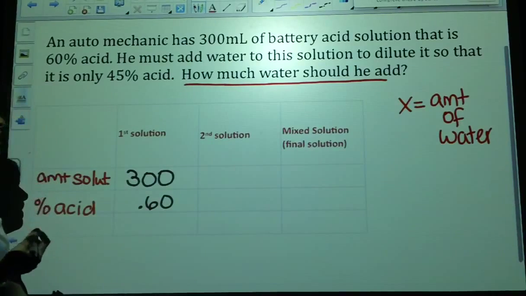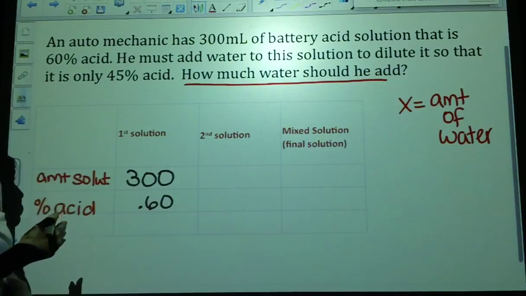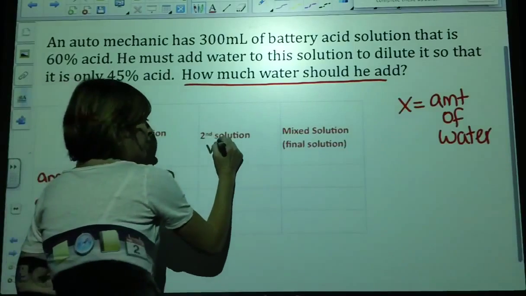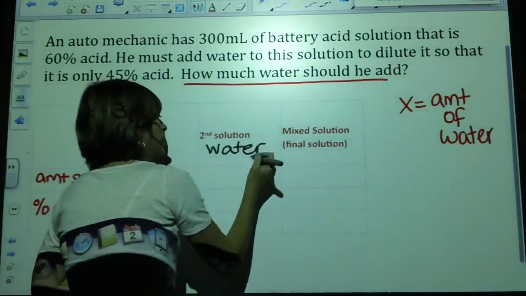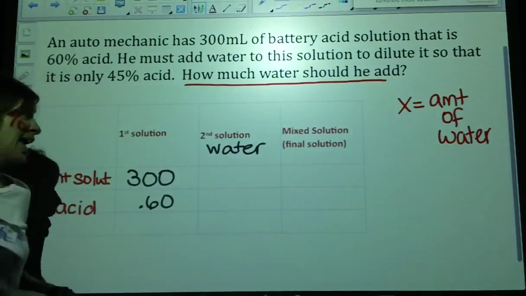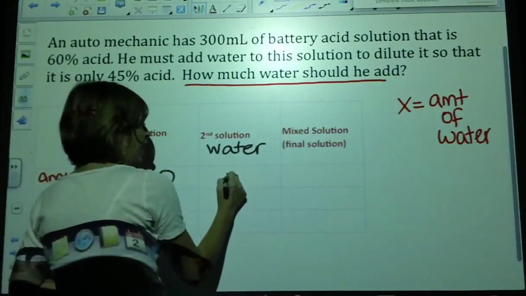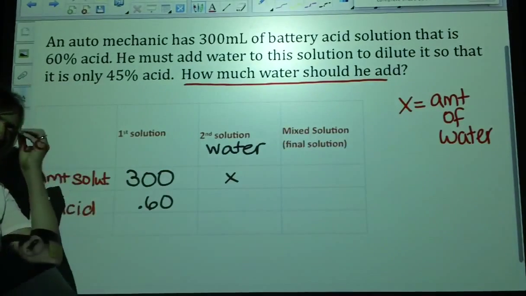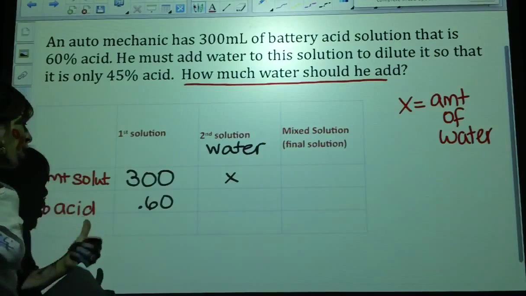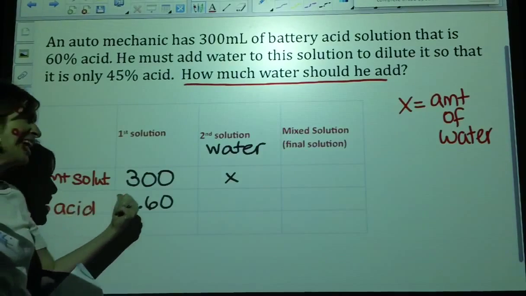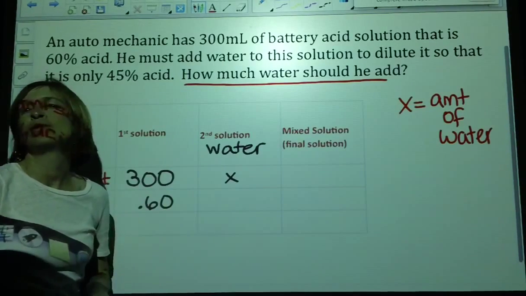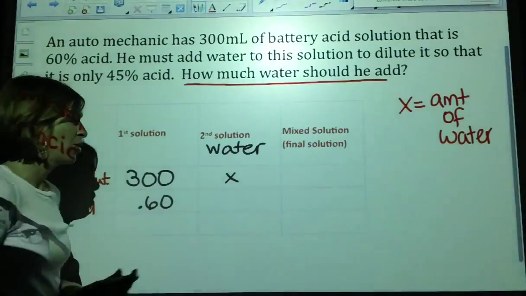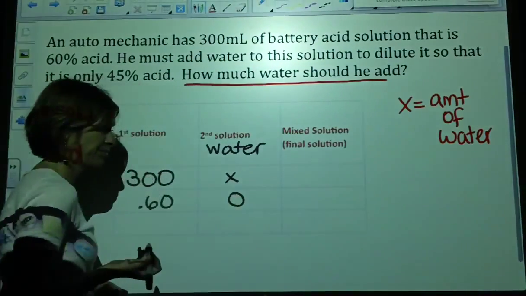Okay? All right, the second solution, it says how much. The second solution is water, because he's adding the water. And we don't know how much water he's adding, so that was our variable, that's our X. So now we got to think with our brain a little bit, the common sense part. What's the percent of acid in water? Well, water has no acid, so it would be 0%.